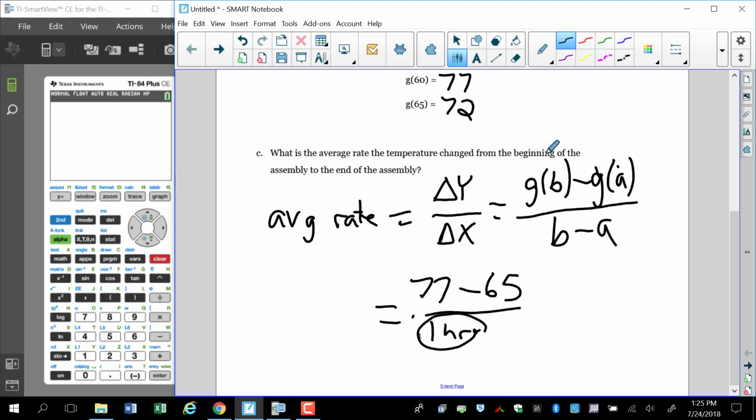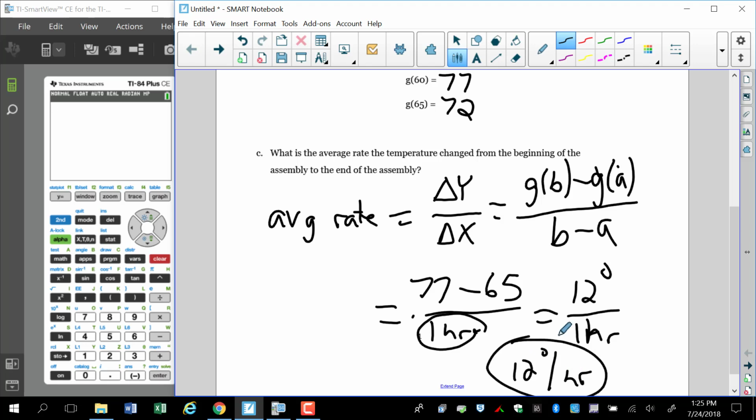How much did it change from beginning to the end of assembly? So it changed 12 degrees in 1 hour, or 12 degrees per hour. And that's how you use your rate of change formula for that.